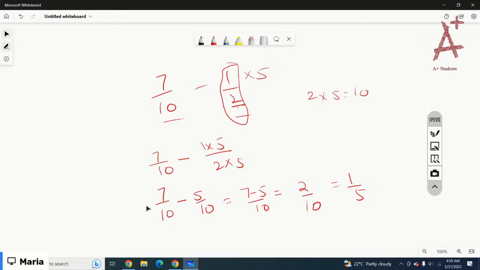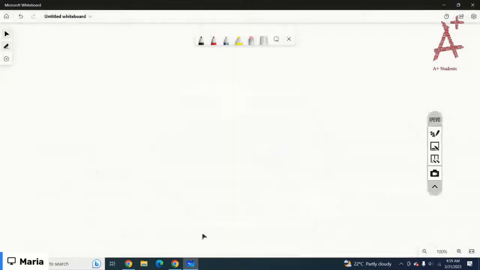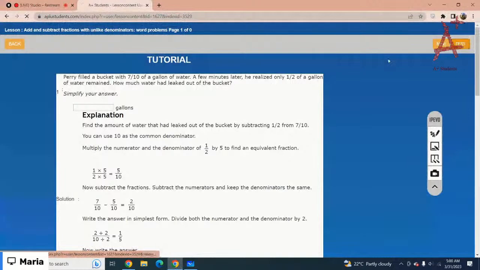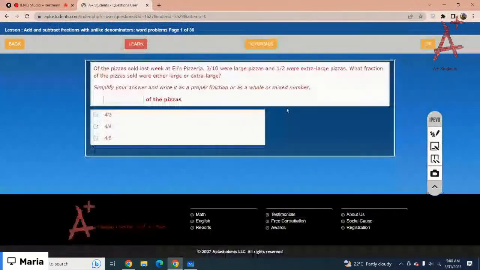Okay, let's just start with the test questions so that we can do more practice questions. Of the pizzas sold last week at Alice Pizzeria, 3 by 10 were large pizzas and half were extra large pizzas. What fraction of the pizzas sold were either large or extra large? Basically, you have to add both the fractions, got it? That would be 3 by 10 and 1 over 2.